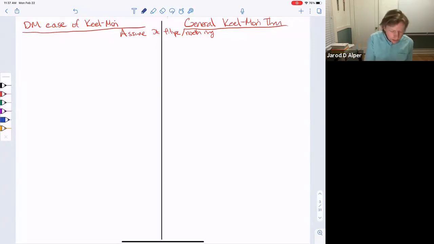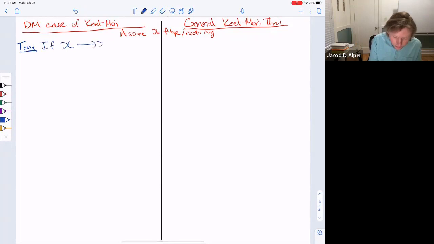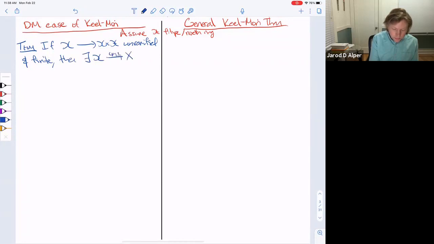In the Keel-Mori theorem, let me give a slightly different formulation than on the last page. I'll say that if the diagonal is unramified and finite, then there exists a coarse moduli space. And keep in mind here, the unramified condition plays the role of the condition that the stack is Deligne-Mumford, and this finite is the condition that X is separated.